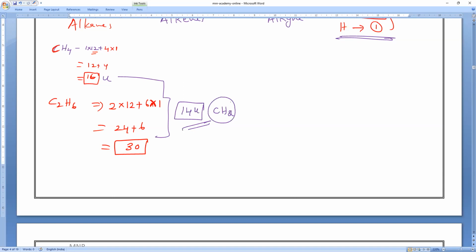And what is the group? The CH2 group. So what is CH2? Check it: 1 into 12 plus 2 into 1, which is 12 plus 2, which equals 14 U. So from one successive hydrocarbon to the next, how much does the molecular mass differ? 14 U.